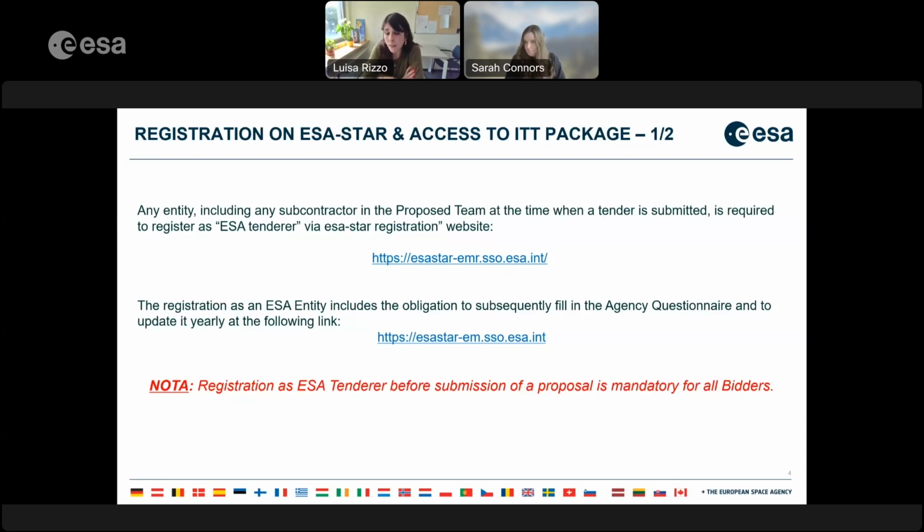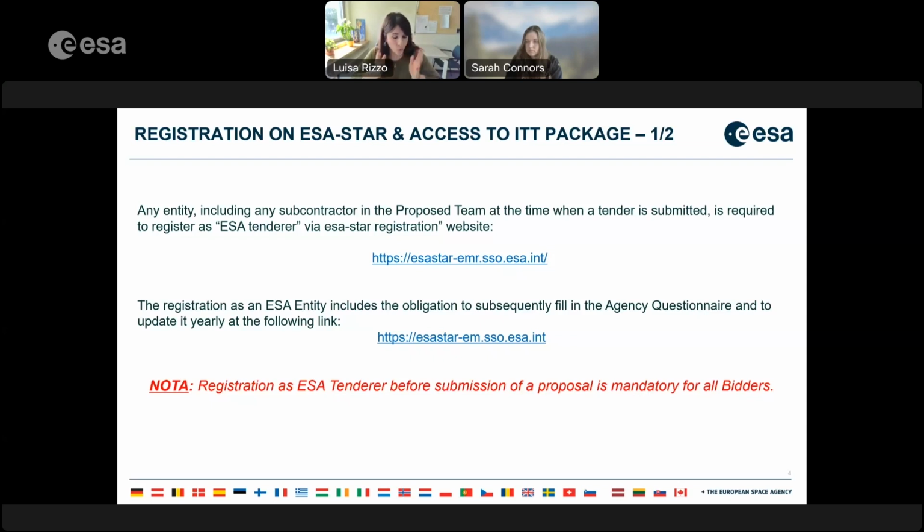The registration as an ESA entity includes the obligation to fill in the agency questionnaire and to update the questionnaire every year. This is something that unfortunately is not commonly done by bidders, but the ESA systems require a yearly update of the information. The update is essential after the recommendation of a proposal, because we cannot finalize the implementation of the contract if the bidder is not fully registered.